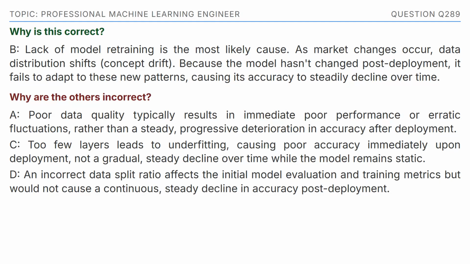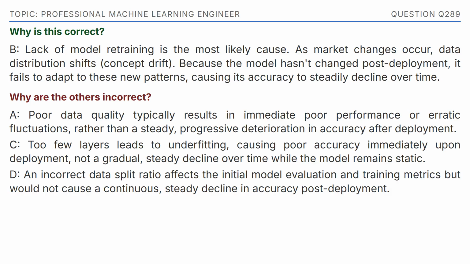Why is this correct? B. Lack of model retraining is the most likely cause. As market changes occur, data distribution shifts, concept drift. Because the model hasn't changed post-deployment, it fails to adapt to these new patterns, causing its accuracy to steadily decline over time. Why are the others incorrect?